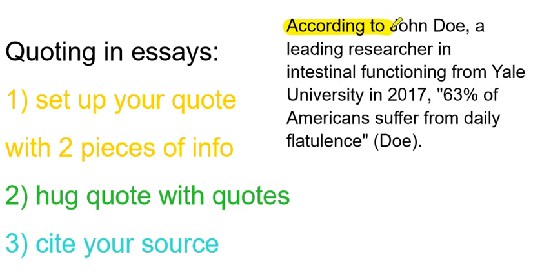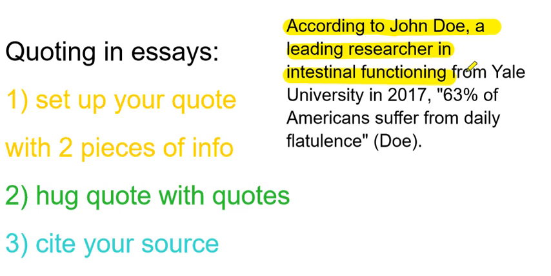So "according to," and then what I mean by two pieces of information is that you need to show that you know more about your source so that we understand that your source is credible, and then we'll believe them. So here's a few different ways for you to show different information about your source. You can provide their name, John Doe. You could provide their occupation, their job, which for John Doe, he's a lead researcher in intestinal functioning.